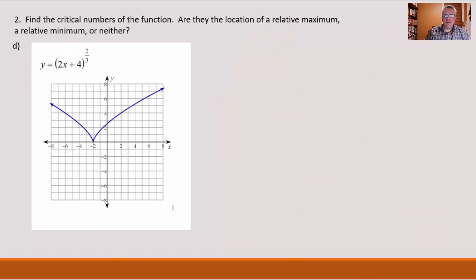Alright, we made it to our last example. So here we have a graph of a function, and we can see that the derivative is undefined here. So that's a critical number. We already know the answer, -2. But let me show you what happens when we try to take the derivative of the function. We have 2x plus 4 to the 2/3. So y prime is 2/3 times 2x plus 4 to the -1/3 times 2, the derivative of the inside function.